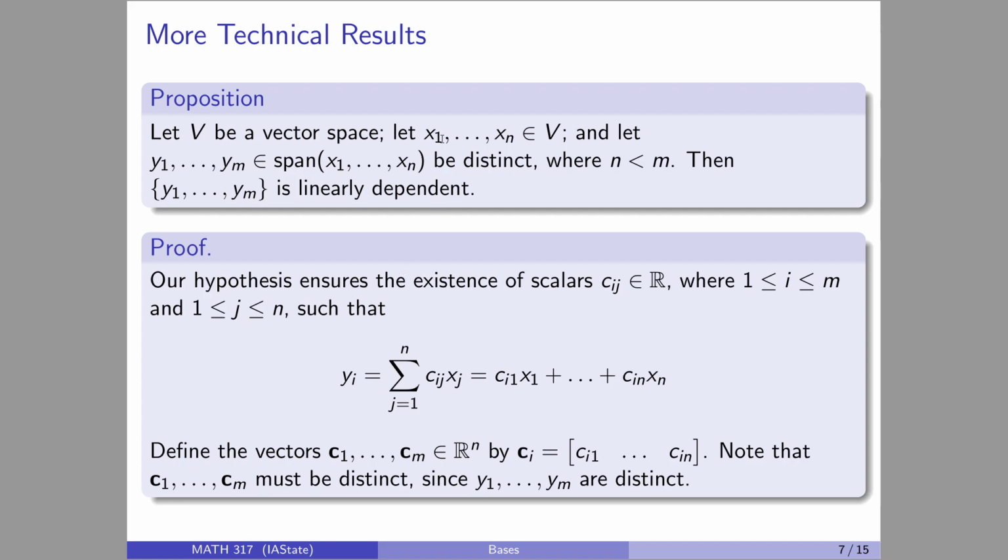Note that I actually didn't need x1 to xn to be distinct. That's actually kind of interesting that you don't need that. And in fact, it's never used anywhere in the proof. So that's fun. But anyway.